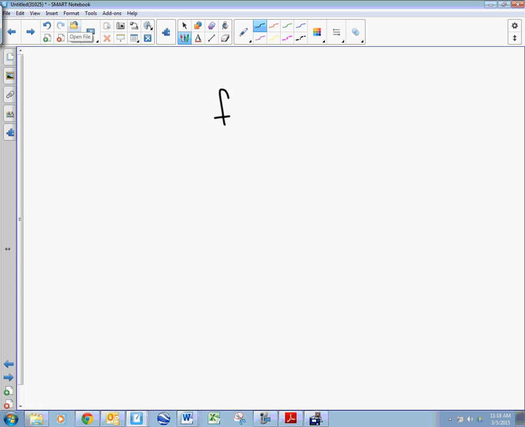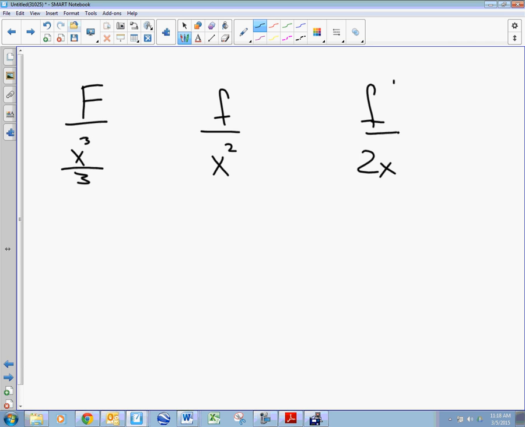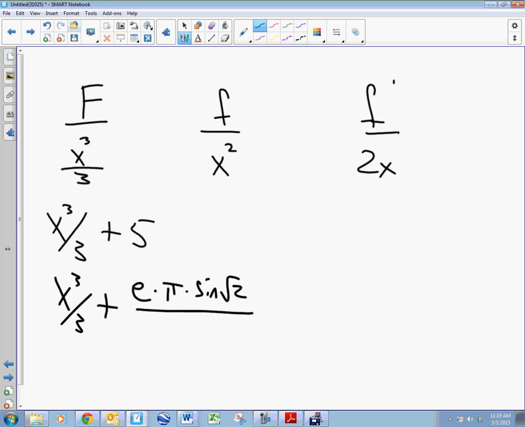Well, if I had f and I had f prime, for example, if I had x squared, what is f prime? 2x. If I ask you to find big F for the antiderivative, what would you tell me? X to the third over 3. Well, I'm going to suggest that I could have come up with another one that would have the same first derivative and second derivative. What about x to the third over 3 plus 5? Would you agree? Even x to the third over 3 plus e times pi times the sine of the square root of 2 divided by 146,000, yada, yada, yada, right?